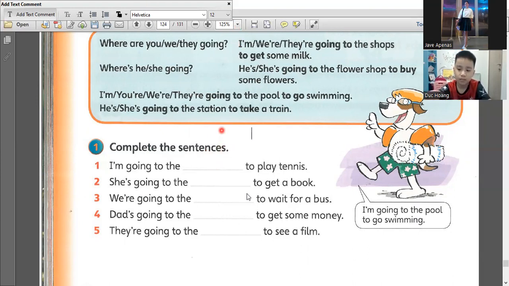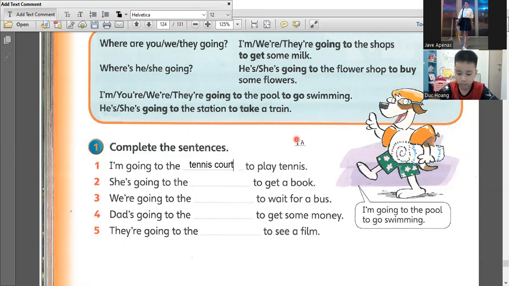Okay. So, yeah. We usually play tennis in a tennis court, right? Okay. So, to the tennis court to play tennis. Okay, number two. Number two, she's going to the library to get a book.